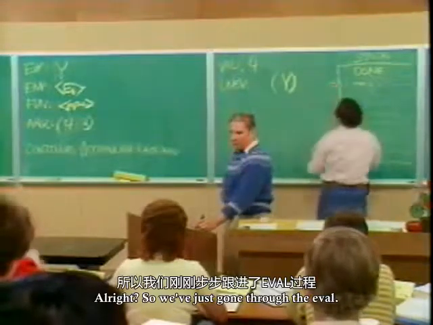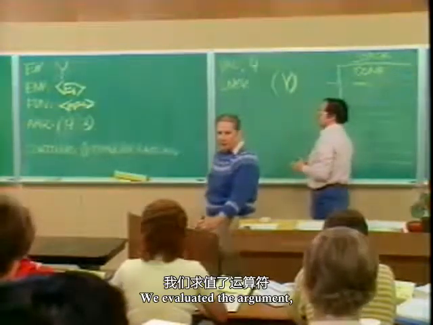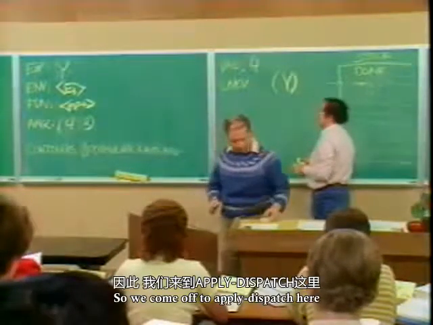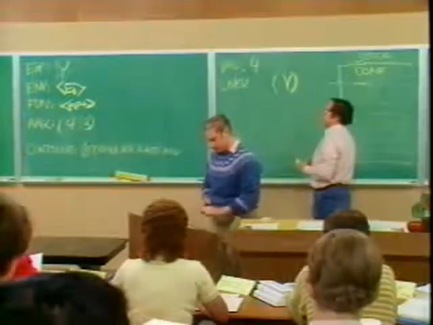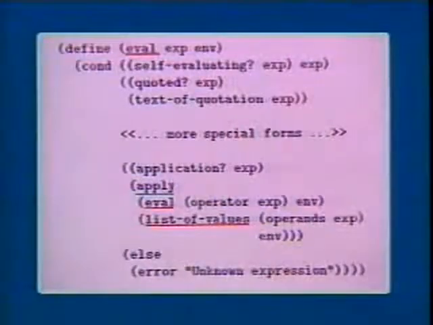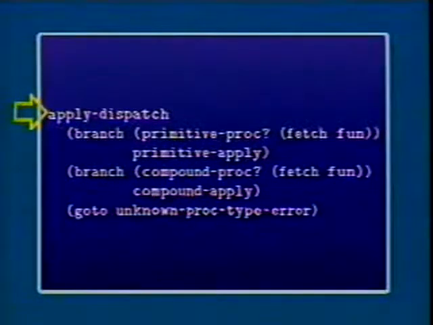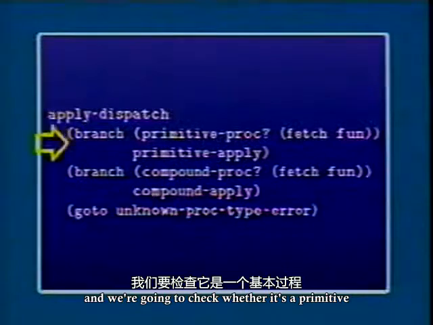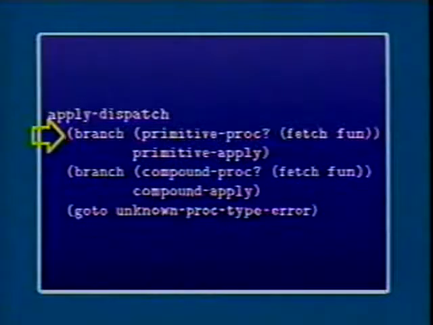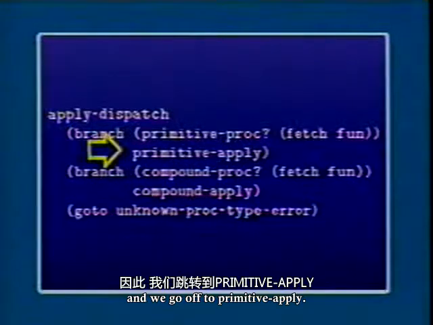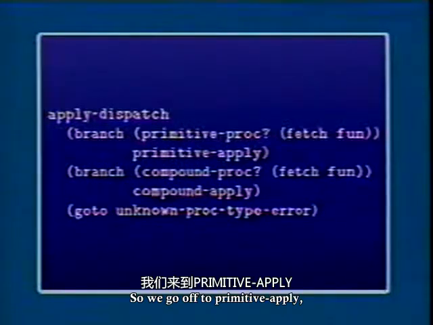Right, so we've just gone through the eval. We evaluated the operator and the arguments, and now we're about to apply them. So we come off to apply dispatch here, and we're going to check whether it's a primitive or compound procedure. All right, in this case it's a primitive procedure, and we go off to primitive apply.